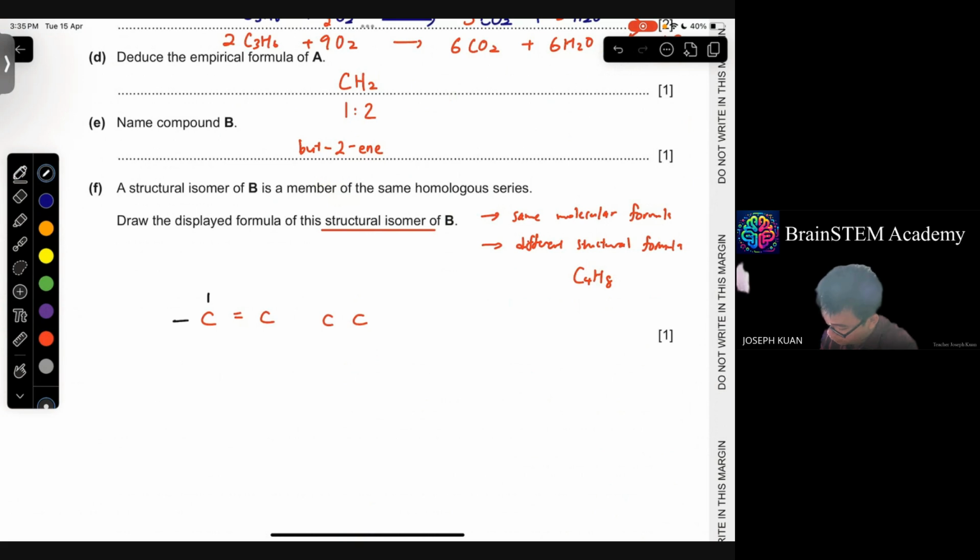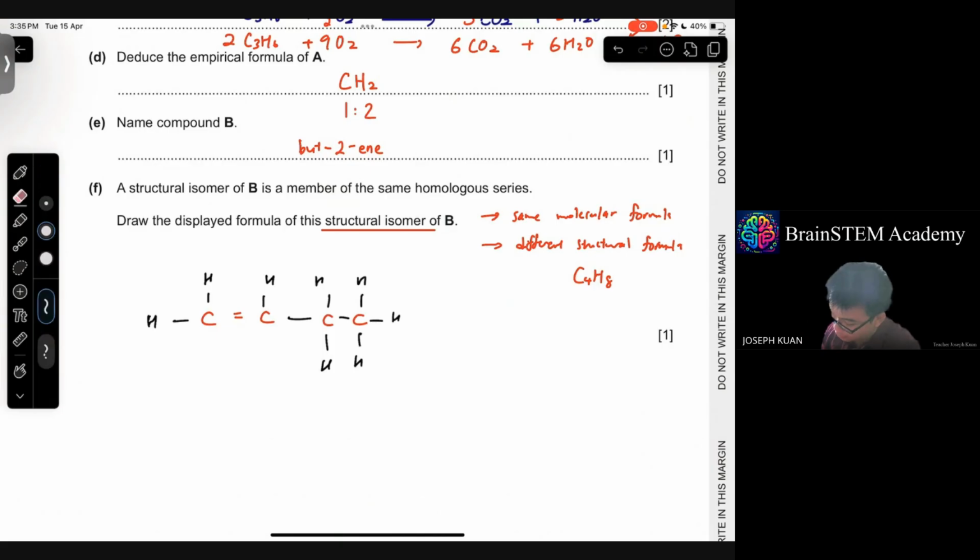So we just draw 4 carbon atoms and then draw the carbon-carbon double bond, followed by making sure that every carbon has 4 lines. This is group 4. Then we place hydrogen atoms to complete the diagram. That will be our but-1-ene.